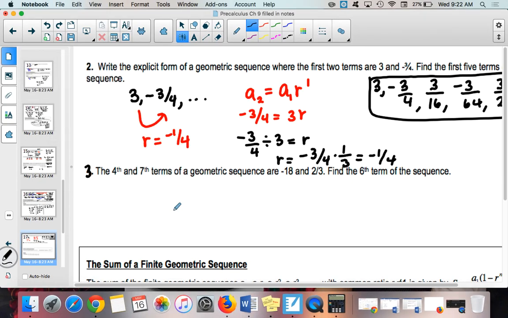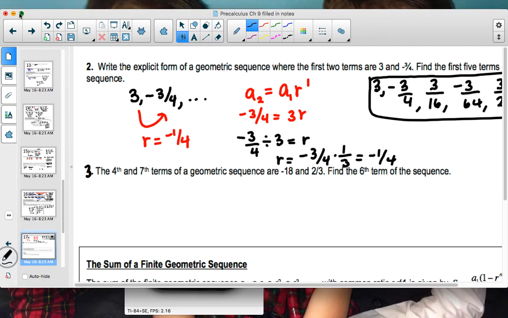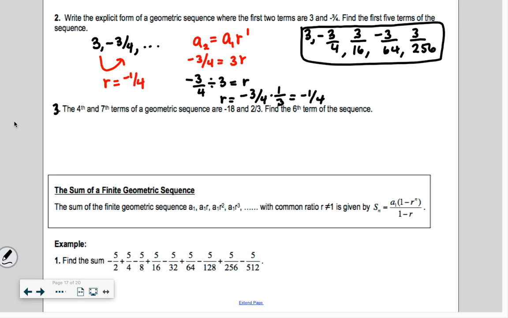All right, so the 4th term and 7th term. So we're going to set it up and we're going to say, if I want to start with the 4th term and get to the 7th, I need to multiply by r how many times? Nope. You keep doing one less, don't you? Yep, 3. So it's going to be a sub 7 equals a sub 4 r cubed. Are you thinking of like the n minus 1 thing? Is that what you're thinking?